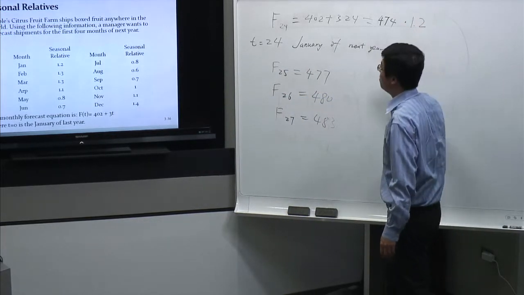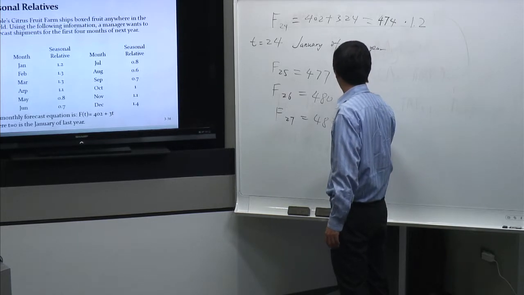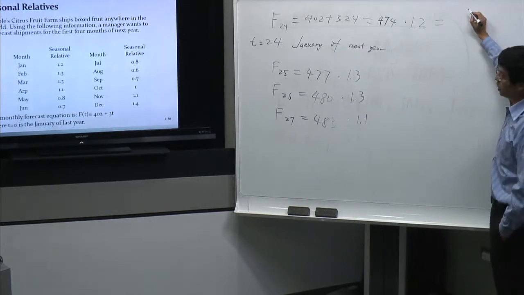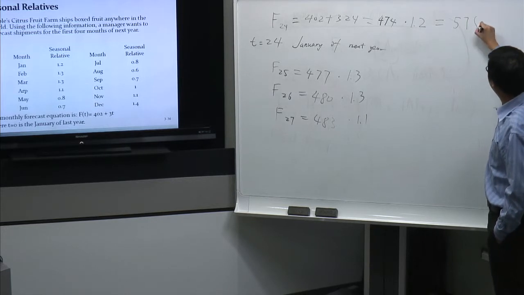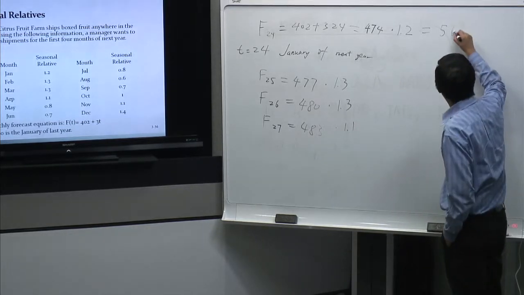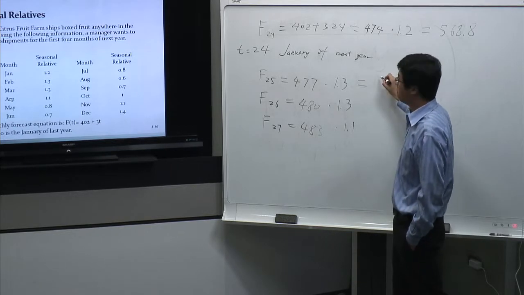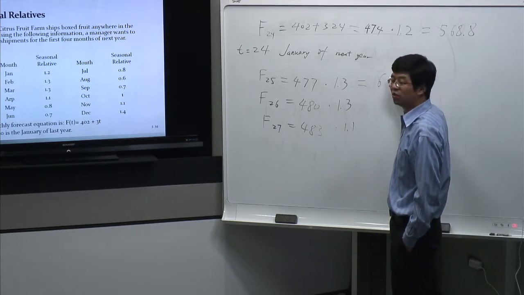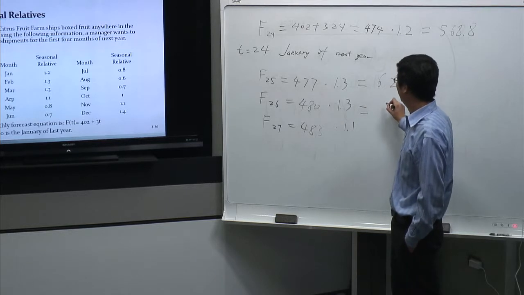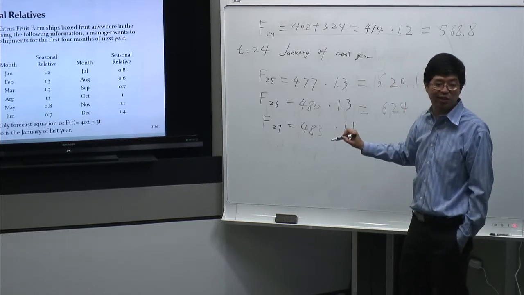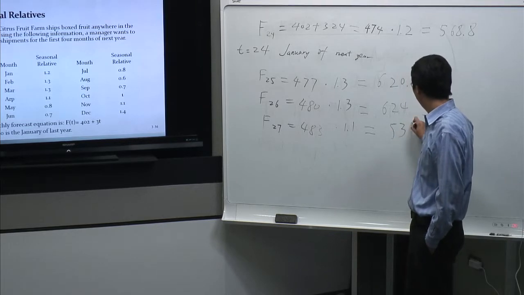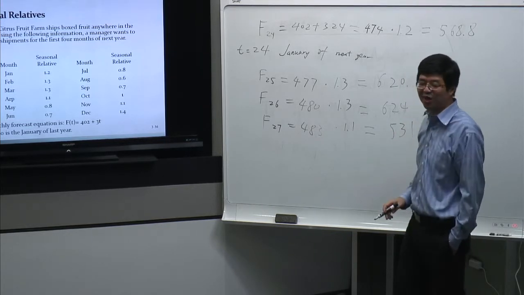So multiply by 1.2 for January, 1.3 for February, 1.3 for March, and 1.1 for April. Who can tell me the forecast for January? 568.8. February? 620.1. March? 624.0. And April? 531.3. Okay. Alan, do you have anything you want to share with us?